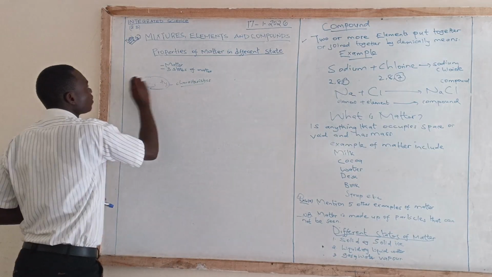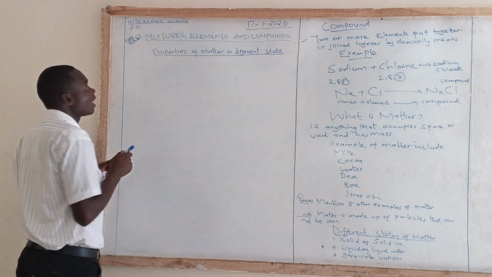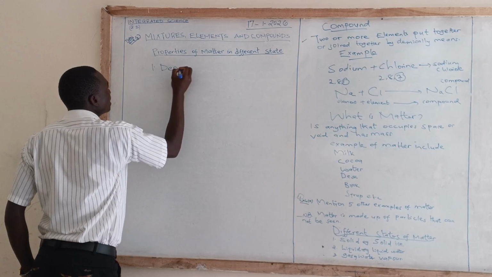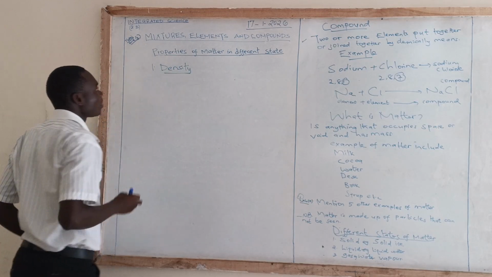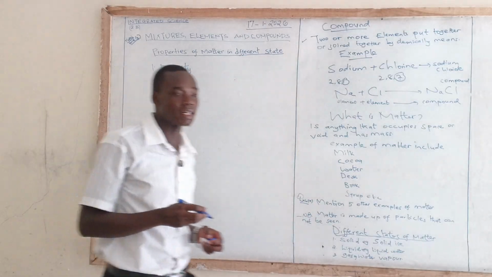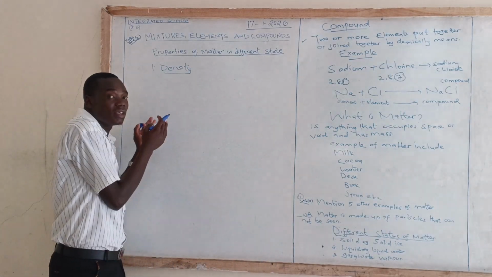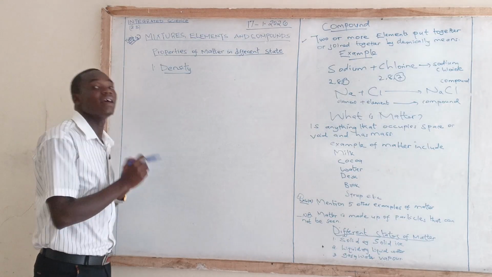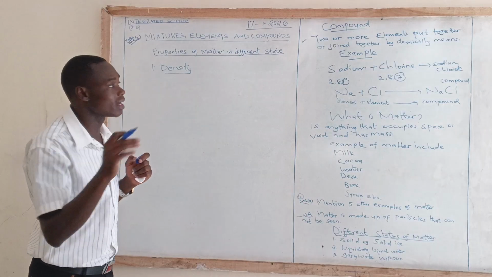Now, back to properties of matter. The number one property that we want to look at is density. Yes, properties of matter in different states. Now, we want to look at density in solids, density of matter in liquids, and density of matter in gases.